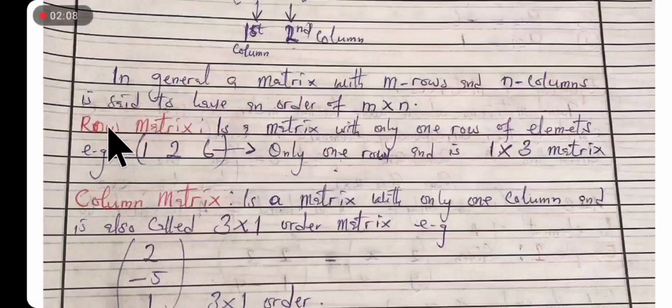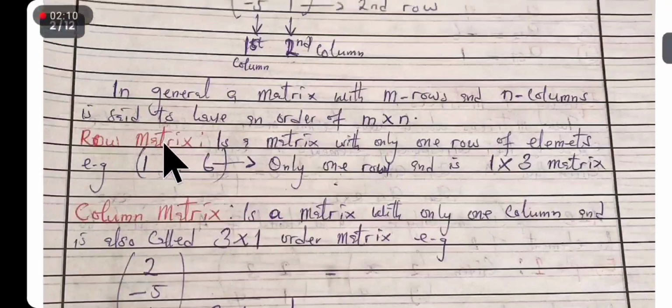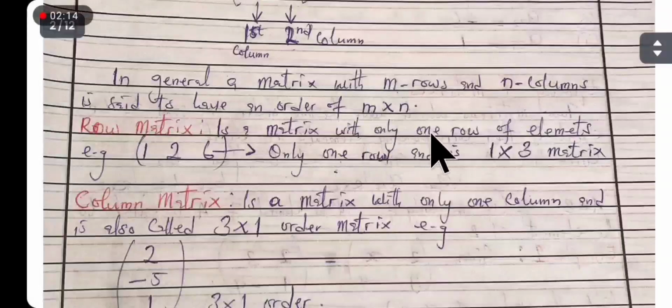Okay, so row matrix. When do we say a matrix is a row matrix? It's a matrix with only one row of elements. Look at this. We have only one row, and it is a 1 by 3 matrix. Why? Because the row is 1, the column is 3.